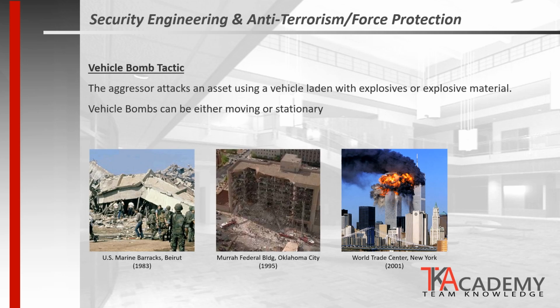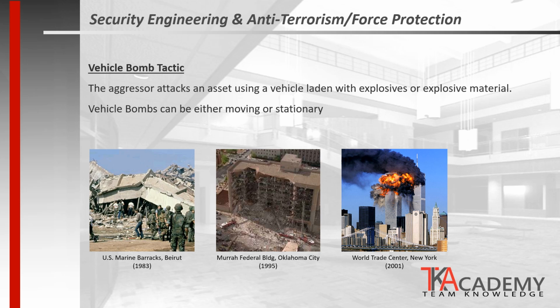The vehicle bomb tactic is usually considered the most catastrophic. This is when an aggressor attacks an asset using a vehicle that is laden full of explosives or explosive material. Vehicle bomb threats are considered either moving or stationary. Past examples of vehicle bomb tactics used against the United States are the U.S. Marine barracks attack in Beirut, Lebanon in 1983, where an aggressor drove a vehicle through the gates and crashed into the barracks, setting off an explosion and destroying the building.